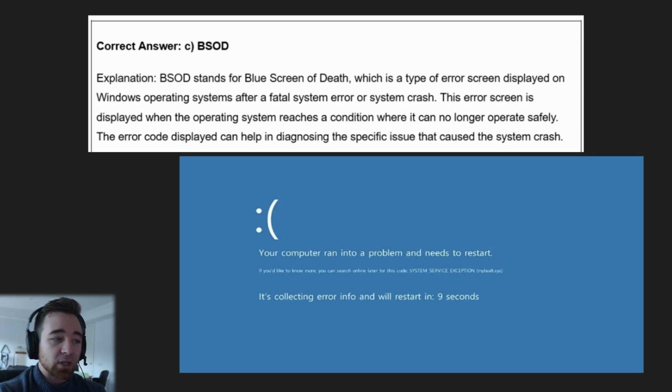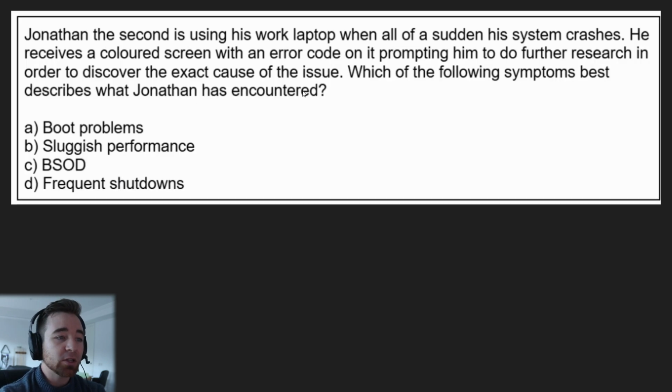So the key giveaways here were in the question. His system has crashed. That could be due to anything, right? But he gets a colored screen. Immediately we should be thinking blue screen of death. And it gives an error code prompting him to do further research. So that perfectly describes a blue screen of death.